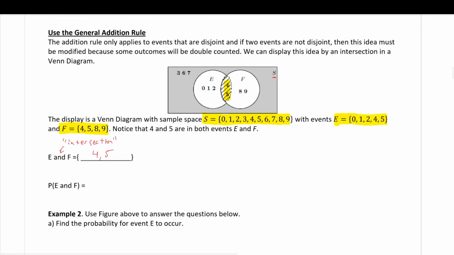And what would be the probability of E and F? Well, it's the number of elements in E and F over the number of elements in the total sample space. Again, we still have 10 elements, 0 through 9. And in E and F, there's 2, right? 2/10 reduces down to 1/5, or 2/10. All right, now we're going to use the figure above, the same example, and answer a bunch of other questions.